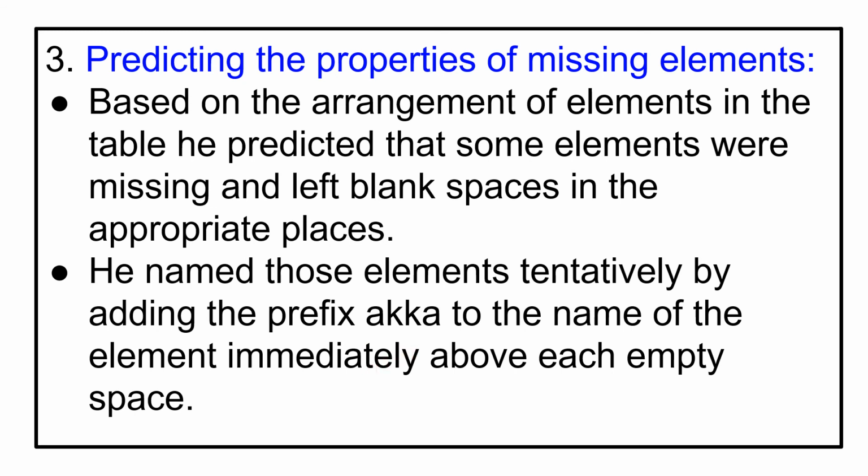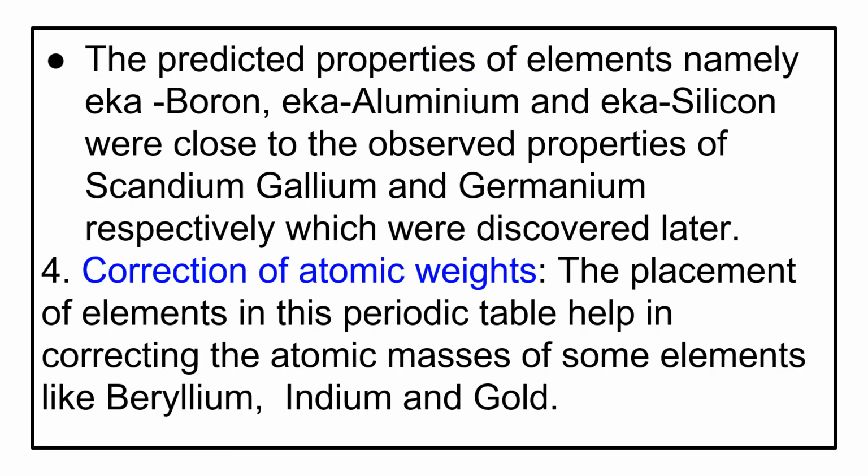Above each empty space, he has given the new element name starting with the prefix eka. For example, the predicted properties of elements, namely eka boron, eka aluminum, and eka silicon, were close to the observed properties of scandium, gallium, and germanium, respectively, which were discovered later.